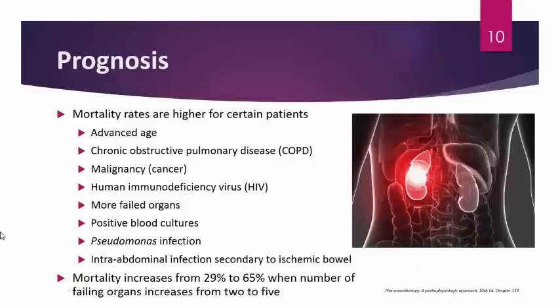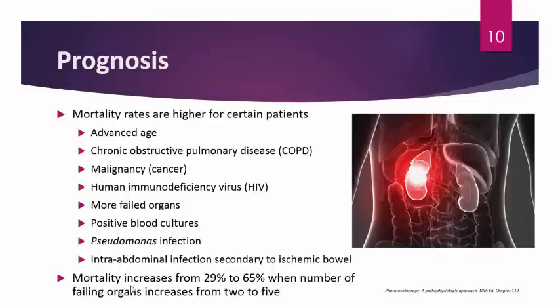Because of all this different presentation background that's happening, mortality rates are very high in sepsis patients, as we discussed earlier. It could be up to 50%. And the mortality rates are actually higher for certain patients. Patients who are older, patients who have COPD or chronic obstructive pulmonary disease, malignancy or cancer, HIV, essentially both immunosuppressed states. Also, if you have more failed organs, that can actually increase your mortality.